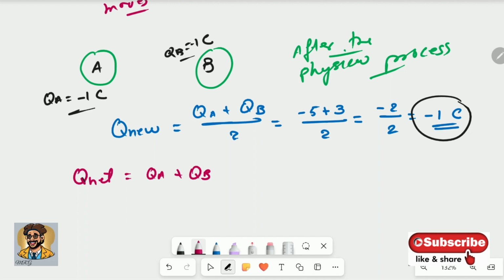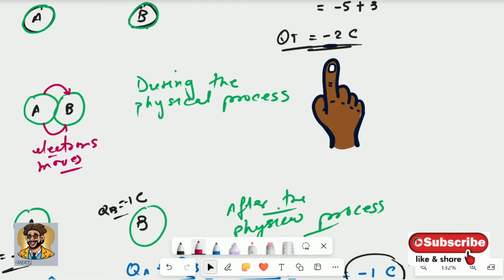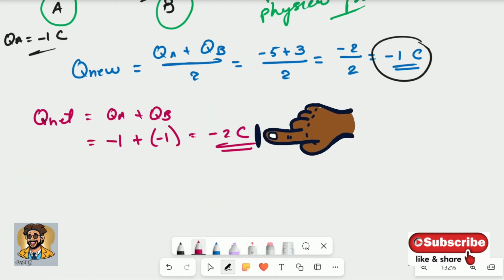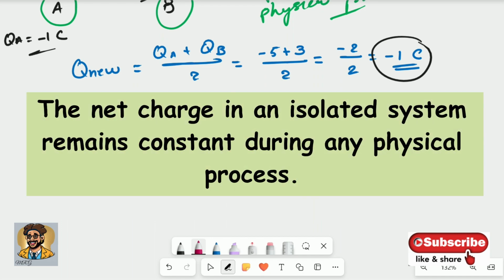Is that correct? What do we have? Minus 1 plus minus 1. Is that correct? Yes, sir. And what do we get at the end? Negative 2 coulombs. Now let's compare before and after. What is the total charge before? Negative 2 coulombs, you can see there. After the process is negative 2 coulombs. There we go. So the total charge, the net one, remains constant during that physical process.